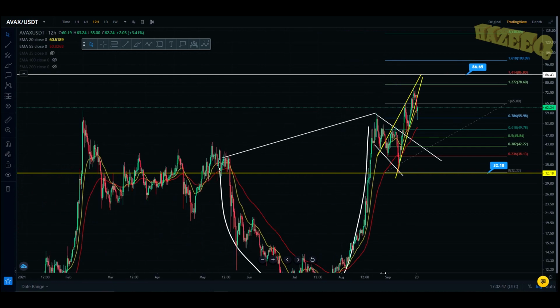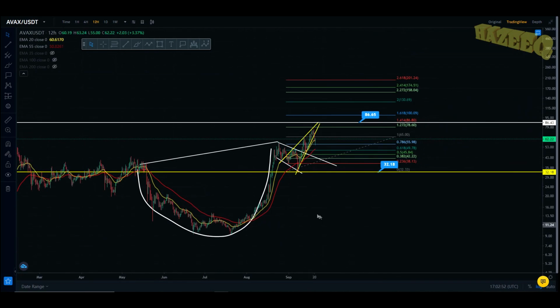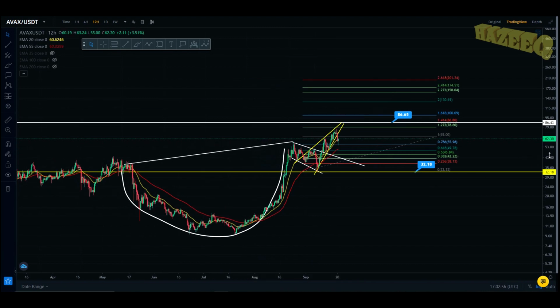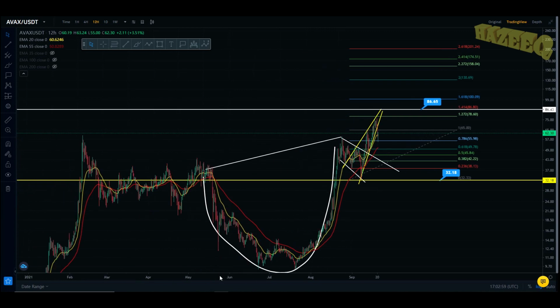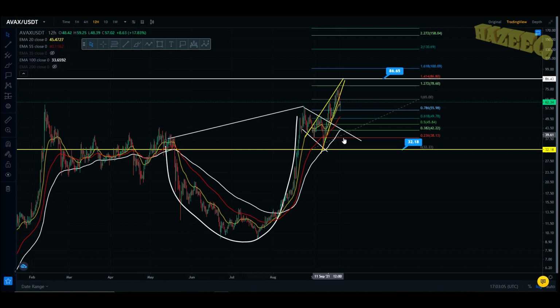So yeah, there's your TA on AVAX. Hopefully everything was crystal clear, and I tried to make it as simple as possible for you to understand. Have the EMAs up, have the RSI up, have the, actually, let me bring out the 100 EMA. Okay, so the 100 EMA is sitting at $42, and the 200 EMA is sitting at $32 pretty much. So yeah, the 200 EMA on the daily chart, on the 12-hourly chart, is where it's at, boys.